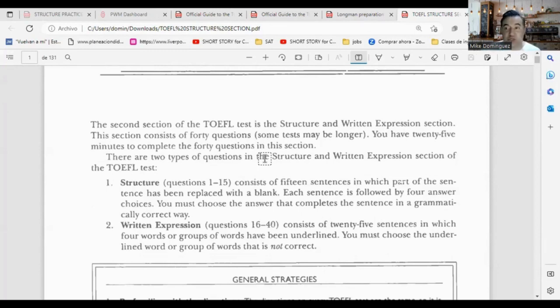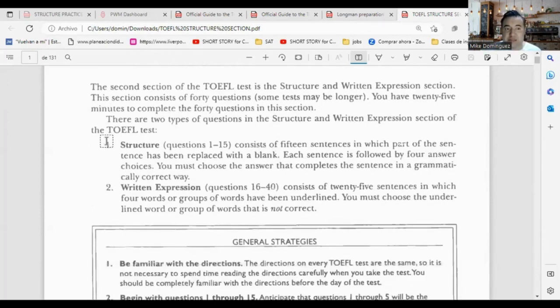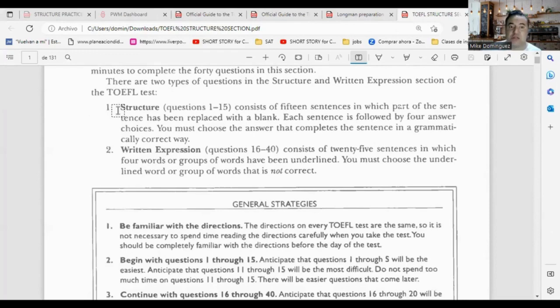We're talking about the institutional TOEFL test. There are two types of questions in the structure and written expression section. The structure section, questions 1 to 15, consists of 15 sentences in which part of the sentence has been replaced with a blank. Each sentence is followed by four answer choices, and you must choose the answer that completes the sentence in a grammatically correct way.